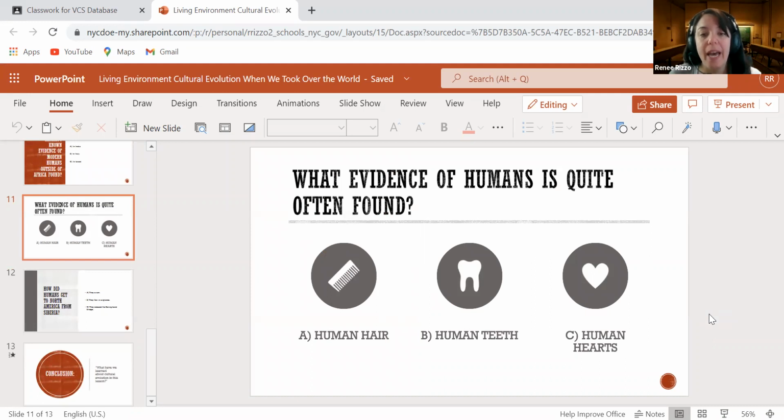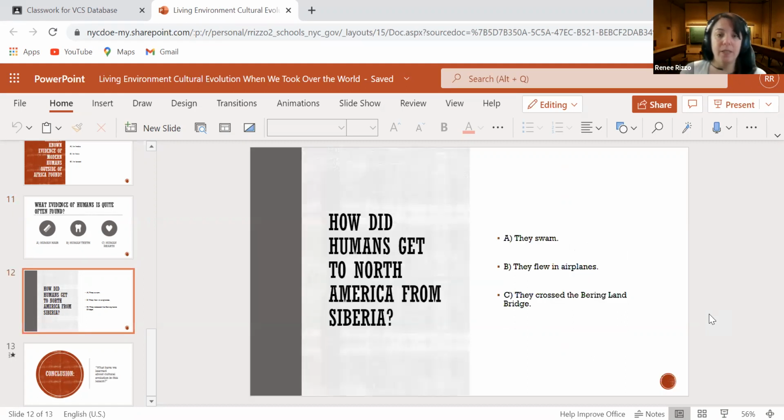Next question: what evidence of humans is quite often found? A, human hair, B, human teeth, or C, human hearts. Now, this is very repetitive within the video, and they keep finding teeth of humans in all of these different locations. So the answer is B, that human teeth last the longest, and therefore that evidence of humans is quite often found at these different sites.